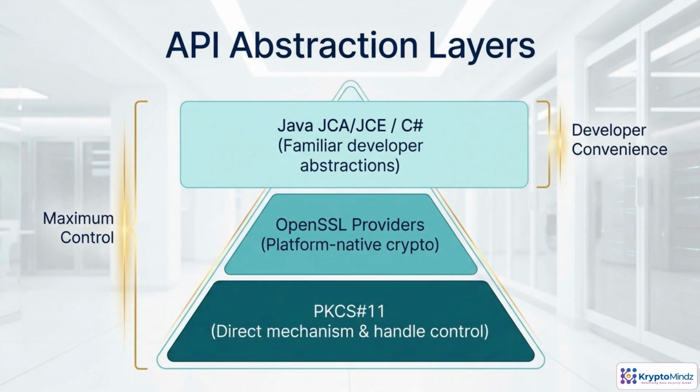Think of HSM signing as a stack of abstraction layers. At the bottom, PKCS #11 gives you maximum control over mechanisms, sessions, and error handling, but also the most code to write. In the middle, OpenSSL engines and providers plug Luna into existing TLS and crypto flows. At the top, Java, JCA, JCE, C#, or vendor SDKs feel more familiar and concise. Whatever layer you choose, always confirm the key actually lives on the HSM, not in a local software store.